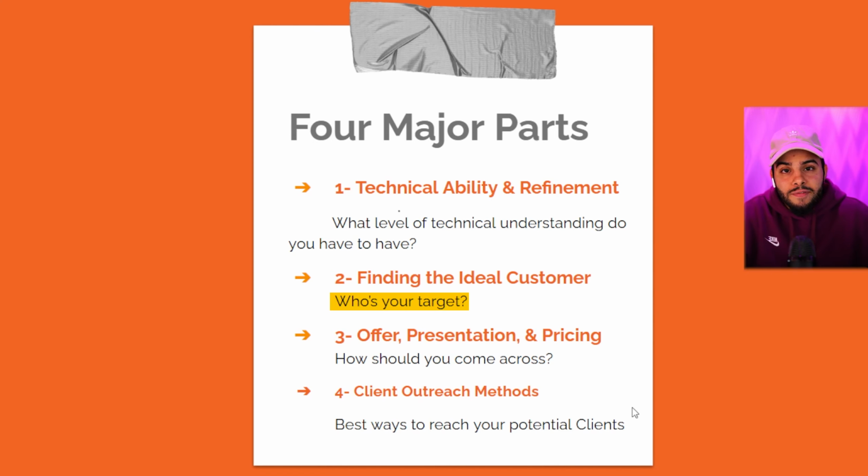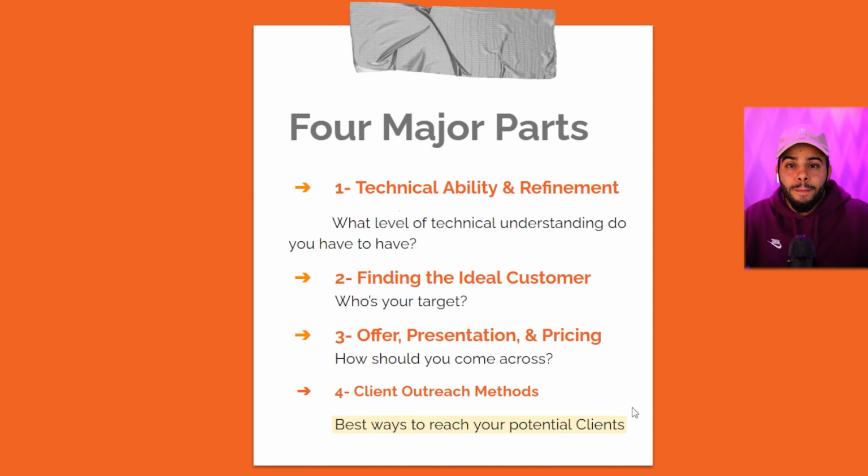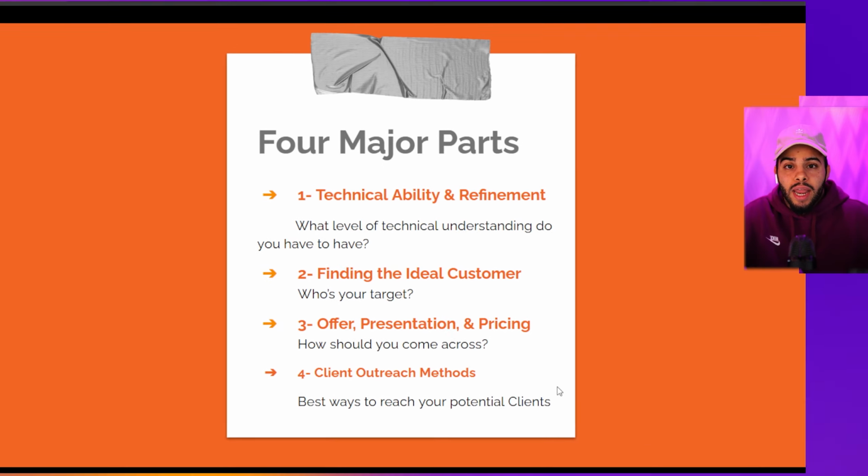Who is your target for this system? Who would benefit the most? The third one is going to be about your offer, presentation, and pricing. Self-explanatory, but how do we want to position ourselves in front of this client? And the fourth one is going to be client outreach methods. This is going to be more about the best ways to actually reach that potential client. Where do you go and what do you do?